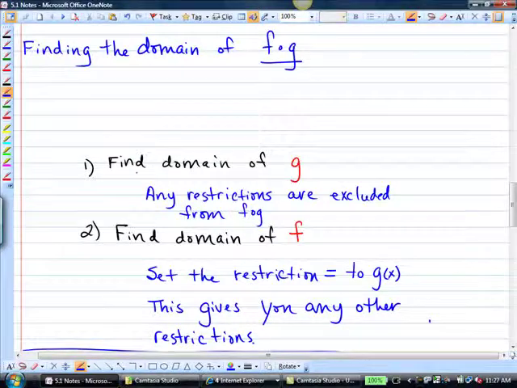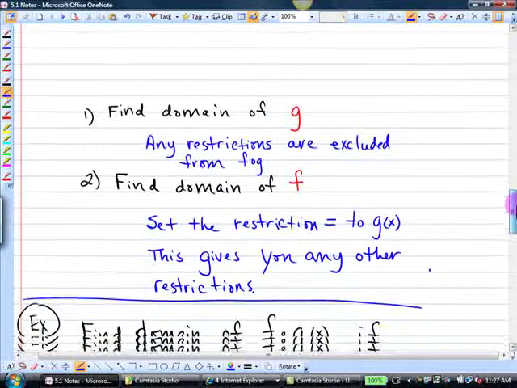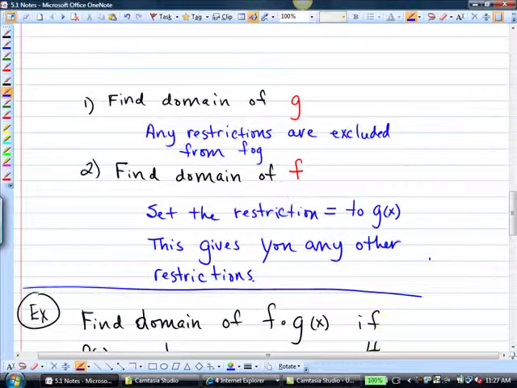We're going to find the domain of G, and then any of those restrictions are also excluded from the F of G. Then we're going to find the domain of F and set that restriction equal to G of X. We're going to solve that, and it's going to give us any other restrictions. So this is a little obtuse, actually. It's kind of weird. But write those down because that's going to be your path to get the answer.